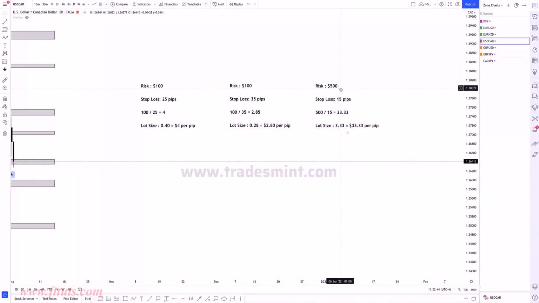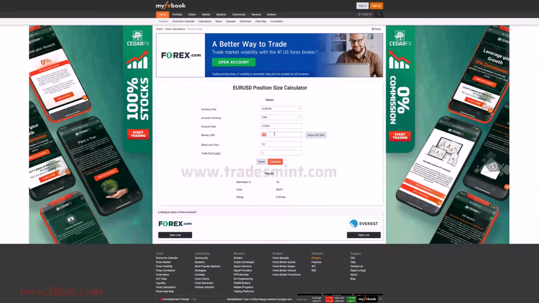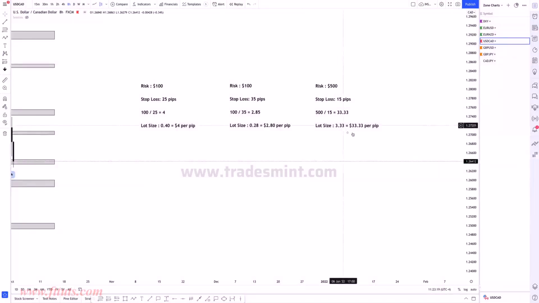Let's go with a bigger number, a nice round number. Say you're risking $500, and this time we'll go with a smaller stop loss of 15 pips. So 500 divided by 15 equals 33.33, which will give you a lot size of 3.33, which is $33.30 per pip.